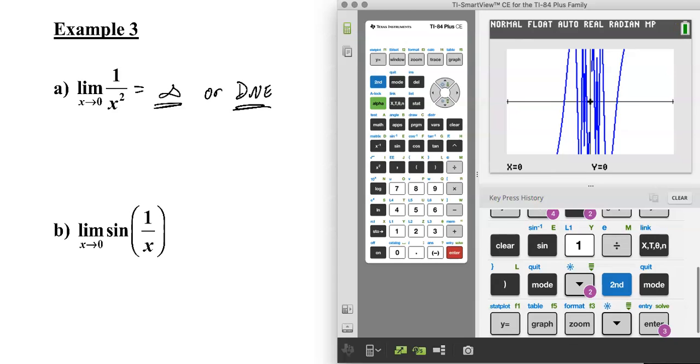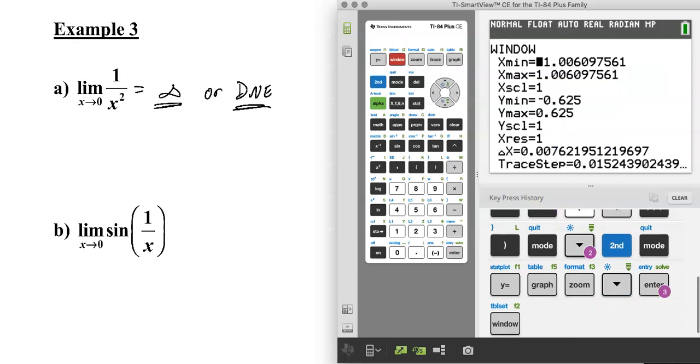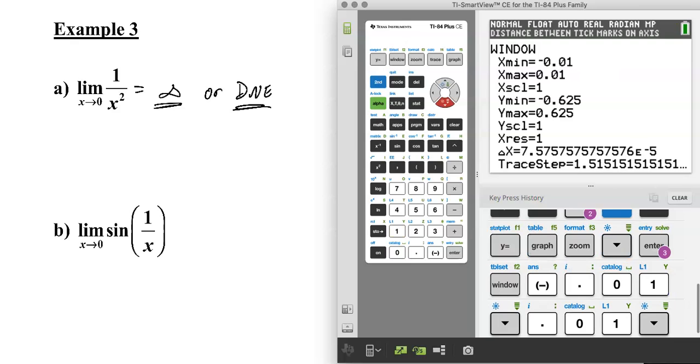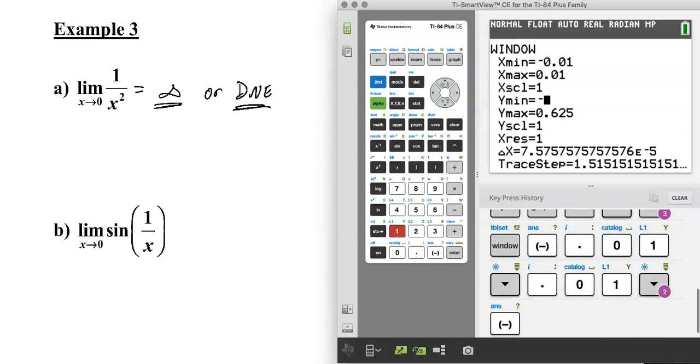Very weird things are happening. So I'm going to change my window, and it looks like my min is -1. So I'm actually going to go, since I'm trying to look at 0, from -0.01, right? That's super close to 0, to 0.01. And sine has outputs between -1 and 1. I'll just go by that.